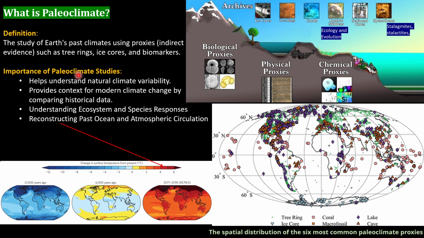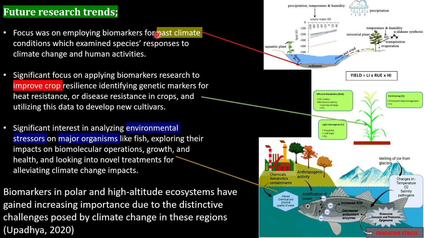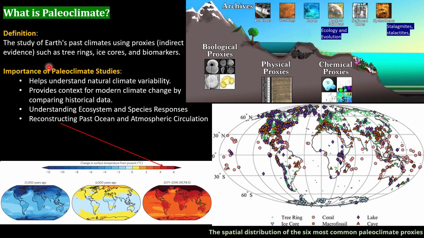What is paleoclimate? As we discussed, the biomarker is mostly associated with the past climate. So what is paleoclimate? It is the study of the past climate using proxies like tree rings, ice cores and biomarkers. These various proxies help us understand natural climate variability, and also the modern climate changes by studying the past climate. It also helps us understand ecosystem and species response to climate change, and reconstruct past ocean and atmospheric circulation.